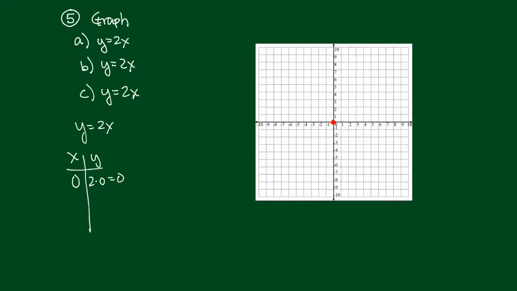All right, now let's pick another point. I'll go a little bit of distance away. How about if we go 3? So at 3, I'll have 2 times 3, which is 6. Now I just picked 3. You could have picked 2, 3, 4, anything.